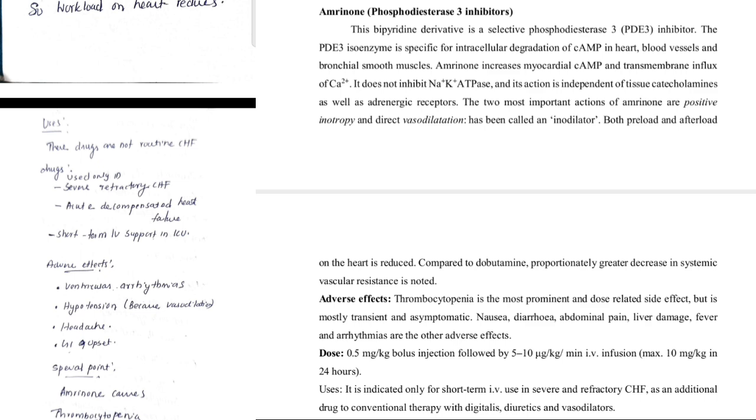Okay, so I hope you understood. In this case, the mechanism of action is very important. That is, cAMP will increase. If cAMP increases, gradually the calcium ions also will increase inside the cell, thereby increasing the contractility. So here is the end of the classification of positive inotropic drugs. In the next lecture we will see about diuretics.